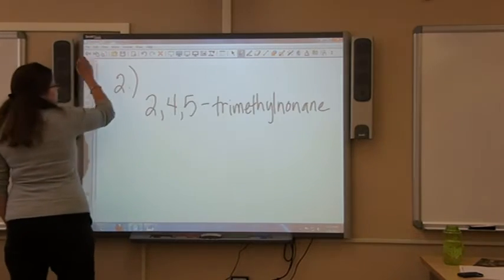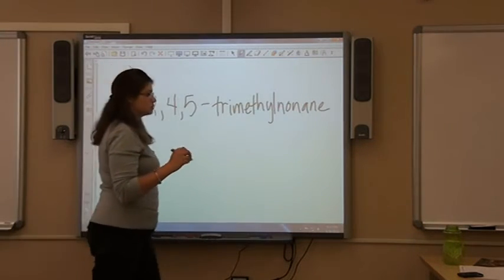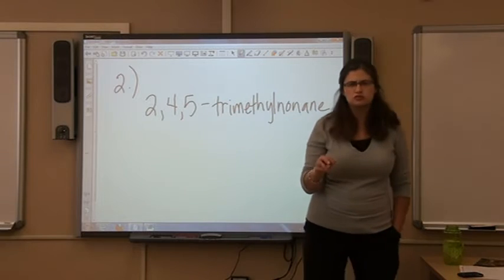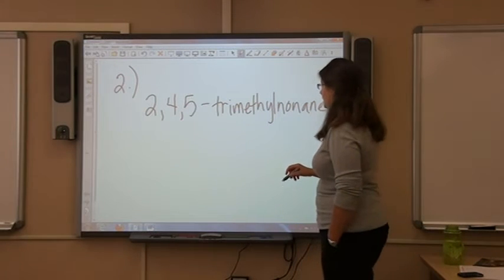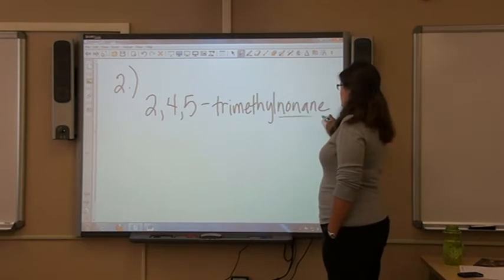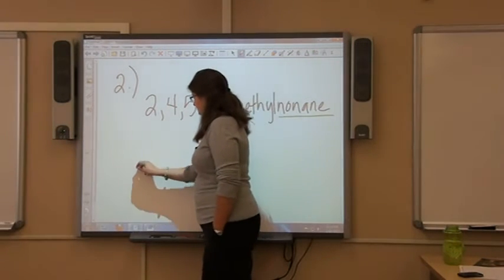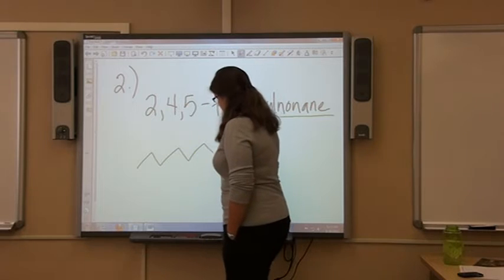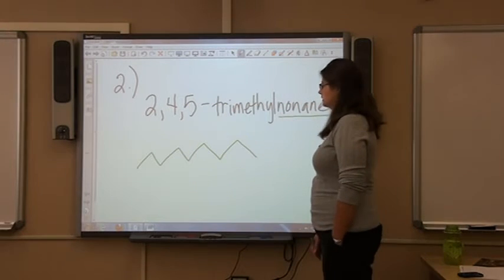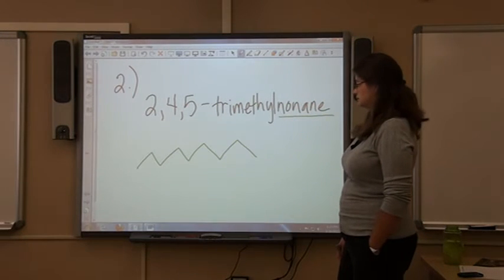I think we've got one more example. Yes. This is number 2, I think page 2 on your homework. Okay, again, start with the parent. Nonane is 9 carbons. And then we have 3 methyls.